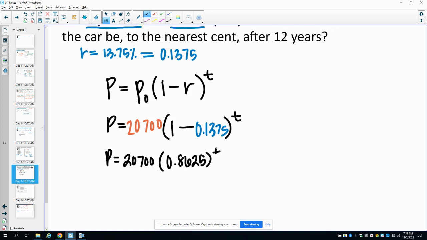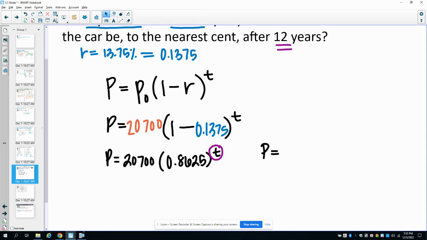So really what that's saying is it keeps 86.25% of its value each year. So it's losing 13.75% of its value, and it's keeping 86.25% of its value. So now we just need to plug in 12 into our time here, and that will give us what our car is worth after 12 years.